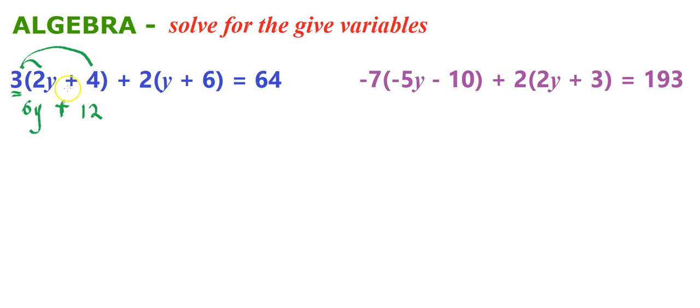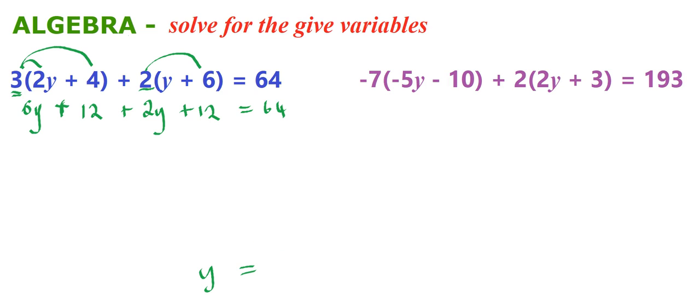We'll keep going now, we've done that one. Positive 2 times positive y is positive 2y. Positive 2 times positive 6 is positive 12, and all of that will equal 64. So we just have to now nail what y is. So we're going to end with y equals a value.